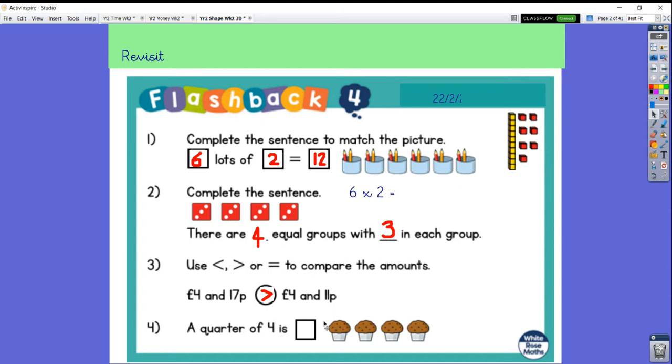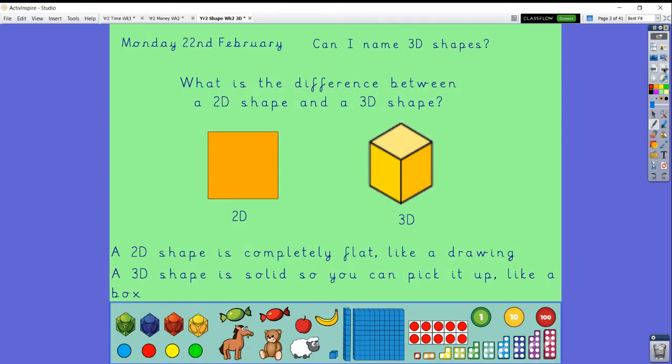So a quarter is where we split things into 4 equal groups. So I could split this into 4 equal groups. So I've got 1 group, 2 groups, 3 groups, 4 groups. And there is 1 item in each group. So a quarter of 4 is 1. Brilliant. So thinking about naming our 3D shapes.